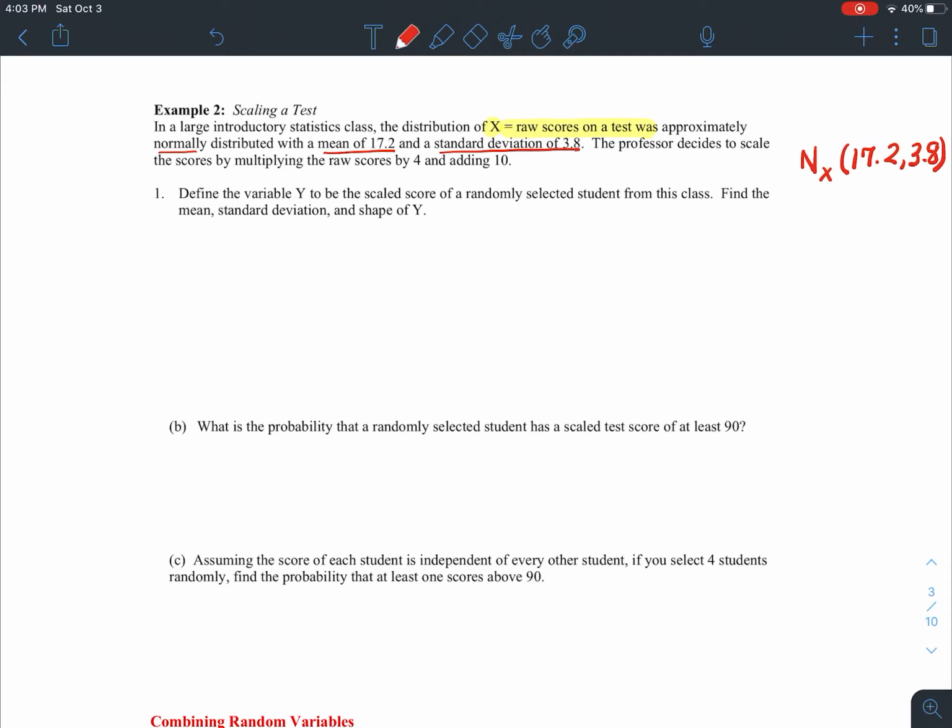It says, though, the professor decides to scale the scores. That means he's going to curve the scores. And how he's going to do that is he's going to multiply all of the raw scores by 4, and then he's going to add 10. Okay, so the question here is, define the variable y to be the scaled score of a randomly selected student from this class, and then find the mean, standard deviation, and shape of y.